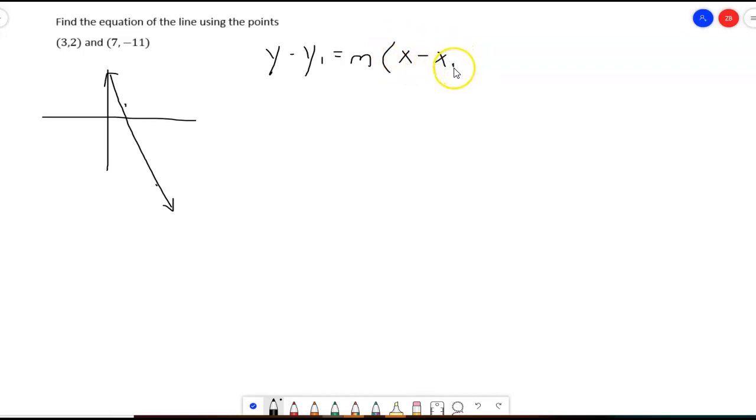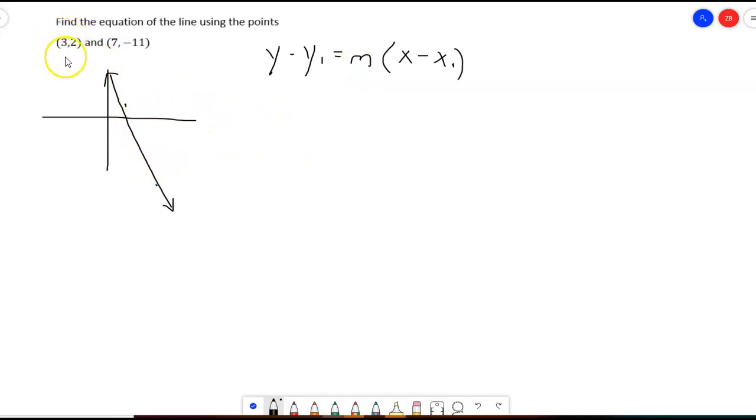Now, let's go through what these are. The x and the y, we're just going to keep as the x and the y. That's going to be the x and the y in our final equation. The x1 and the y1 are from one of the points. You can either use the first point or the second point, depending on which one you choose as the first or the second. It doesn't matter. It'll come out the same. But just make sure you stay consistent throughout the problem. And the m is the slope of this line. That's the rise over run.